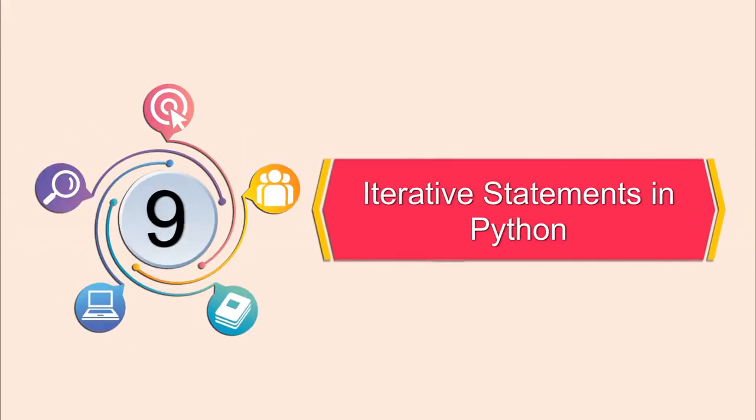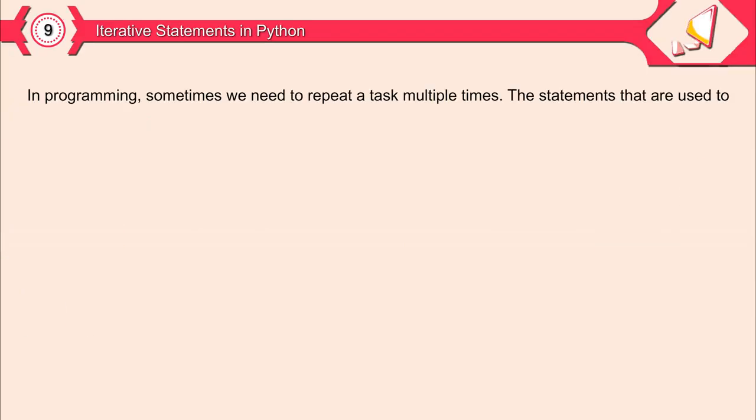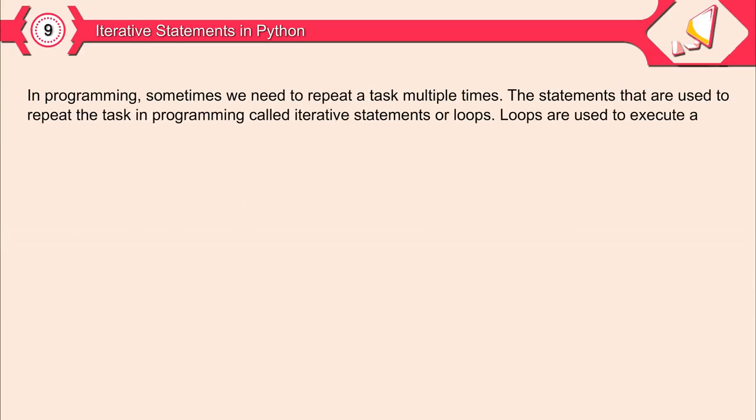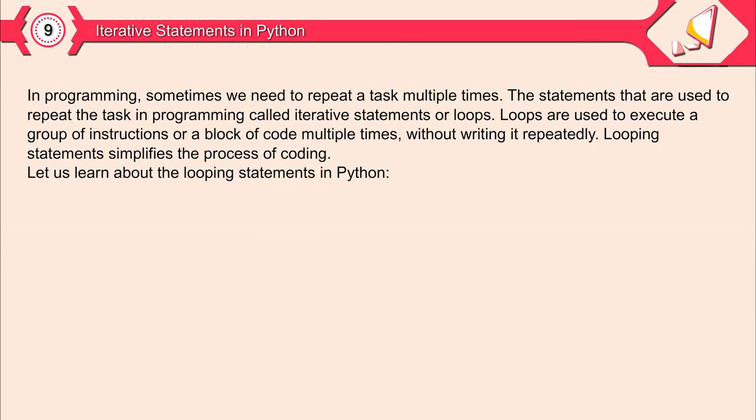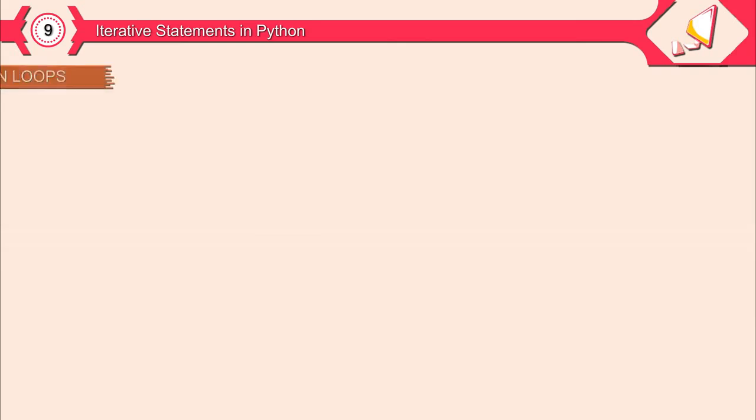Iterative statements in Python. In programming, sometimes we need to repeat a task multiple times. The statements that are used to repeat the task in programming are called iterative statements or loops. Loops are used to execute a group of instructions or a block of code multiple times without writing it repeatedly. Looping statements simplify the process of coding. Let us learn about the looping statements in Python.